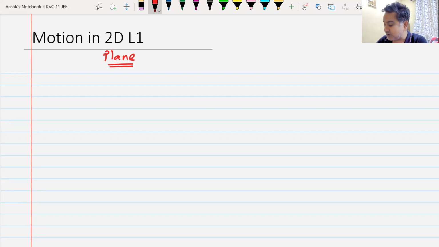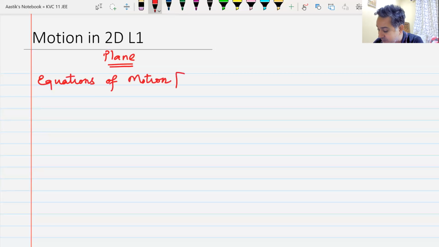Even then, let us first revise once more the equations of motion in 2D, so that if we have any doubt, it gets cleared. Remember, almost 99% of the questions in this chapter will be from constant acceleration. So the acceleration will remain constant. First, let's write the equations of motion for constant acceleration for a 2D motion, or motion in a plane.